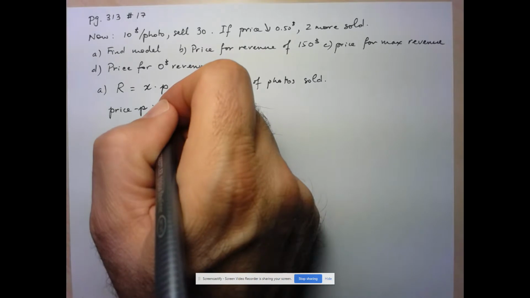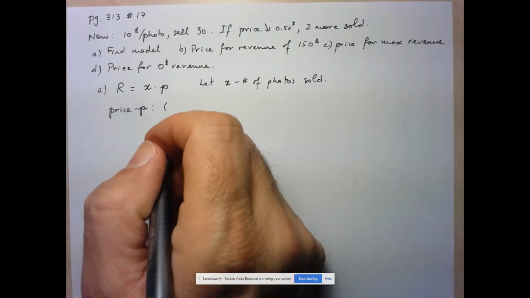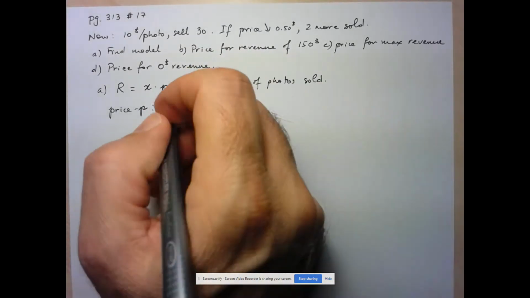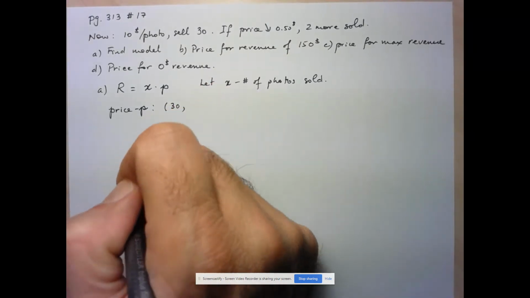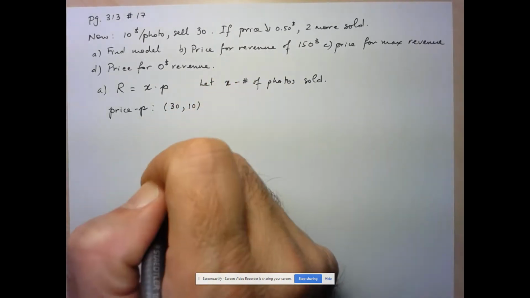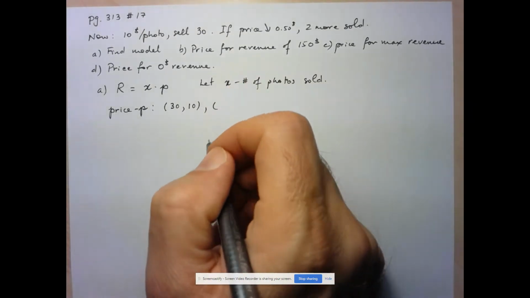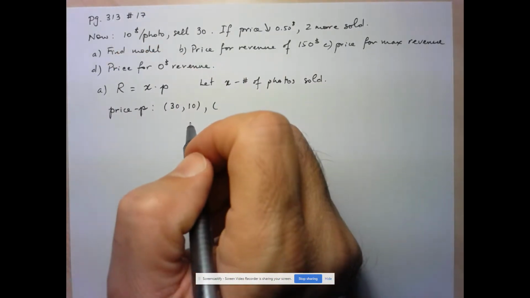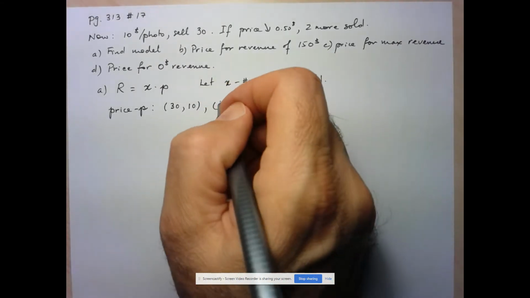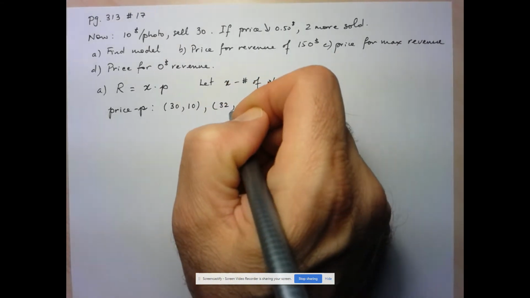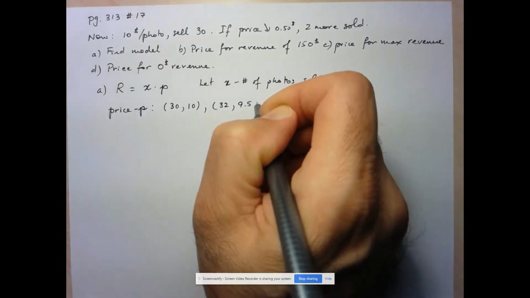So I know that when I sell, okay, remember our x value is the number of photos, 30 photos, okay, we sell them for $10 a photograph, okay? But I can create another point on this function, okay? Because if I bring the price down by 50 cents, I'm going to sell two more photos. So when I sell 32 photos, that's because the price is $9.50.